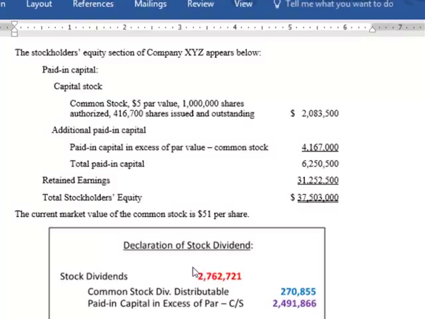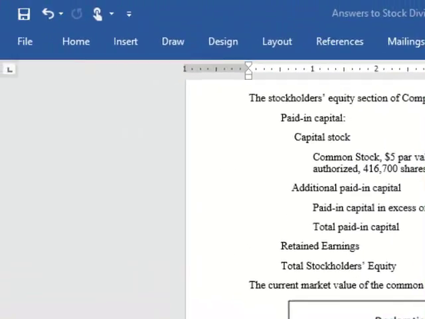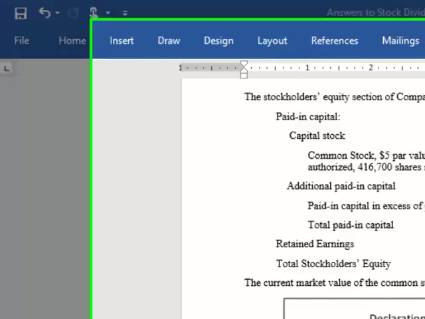The first step in figuring a stock dividend problem is to figure out how many new shares of stock are going to be distributed. We're told that it's a 13% stock dividend that the company is considering. So we're going to multiply 0.13 times the number of shares that are currently issued. And our answer, 54,171, represents the number of new shares that will be distributed in this common stock dividend.